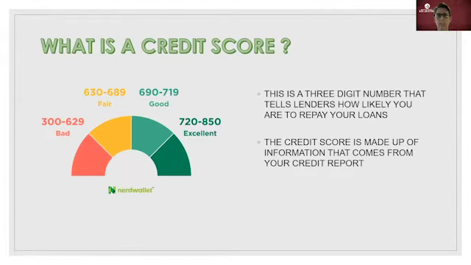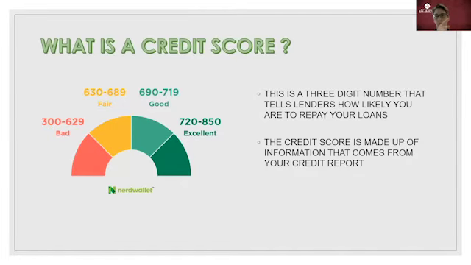So a credit score is a 3-digit number that's going to tell those lenders how likely you are to repay your loans. And it's kind of an estimate because, I mean, they don't really know how likely you are to pay back your loans. Some of it's about giving people a chance, right? The credit score is made up of information that comes from your credit report. It's not the same thing as a credit report because this is just a score. This is just a number. It's not the same thing as your transcript.